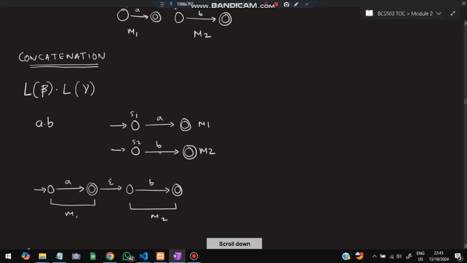Next is concatenation. If L beta concatenated with L gamma is present, so A into B. A is this one, B is this one, and just put A here, an epsilon transition, and then B here. This is called concatenation.